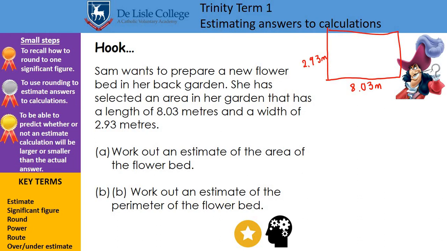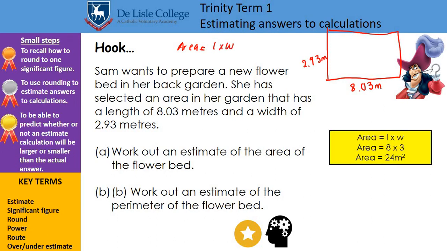So we should know that to find the area of a rectangle, we're doing length times width. That's something we've looked at in year 7. So area equals length times width. We know that the length is 8.03 and the width is 2.93. Well, let's round them to one significant figure because we want an estimate answer. So that becomes 8, that becomes 3, so we get 24 metres squared.